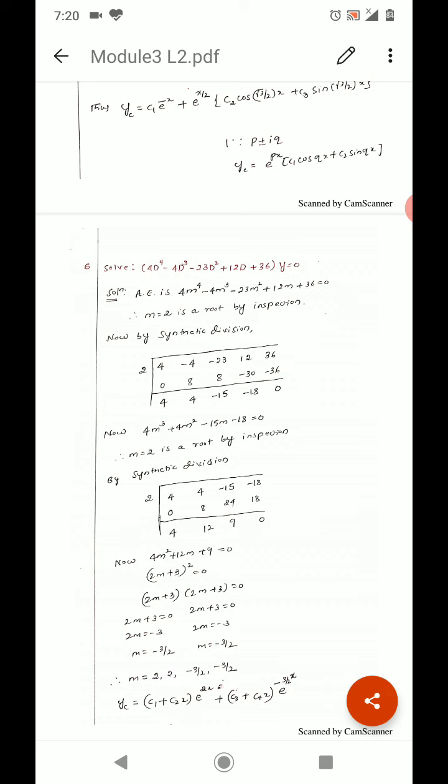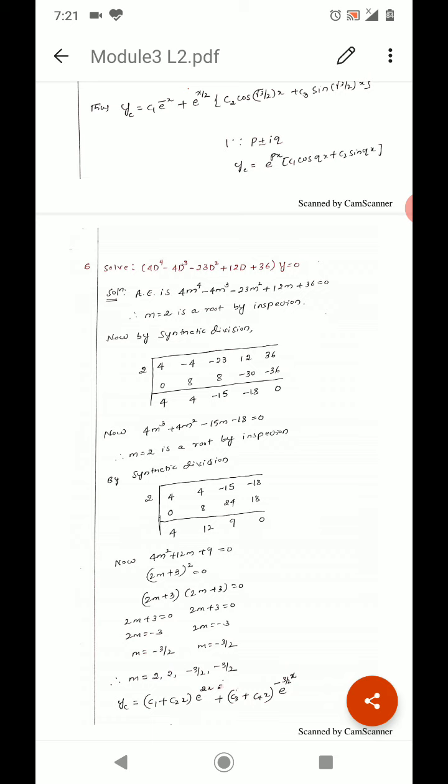So again this is a cubic equation. We have to solve this again to make it a quadratic equation. So again taking m equal to 2 and using the inspection method, we find that m equal to 2 is a root. So using 2 and the coefficients of the above equation, using synthetic division, first write the coefficient of m cube, that is 4. Next, the coefficient of m square is also 4. The coefficient of m is minus 15 and the constant term is minus 18.